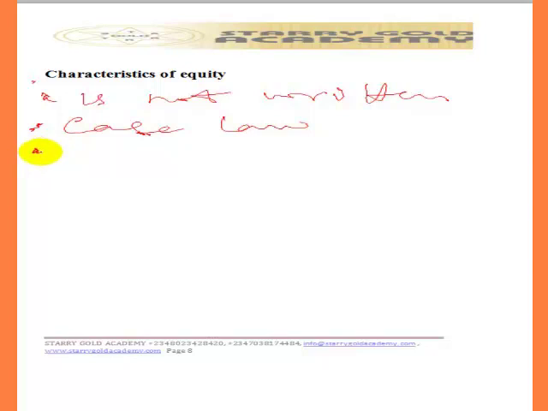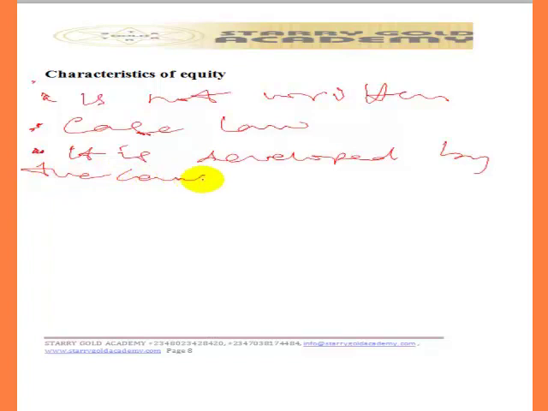And also, it is developed by the Court of Chancery.